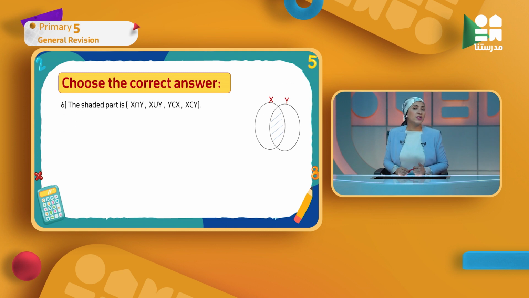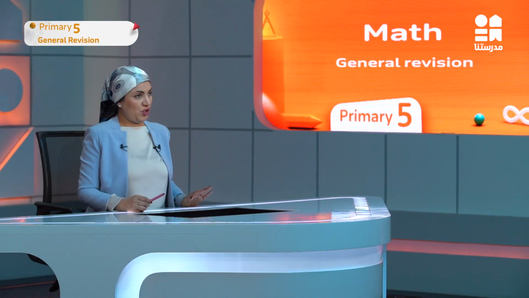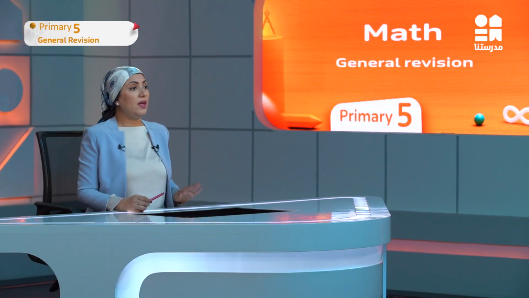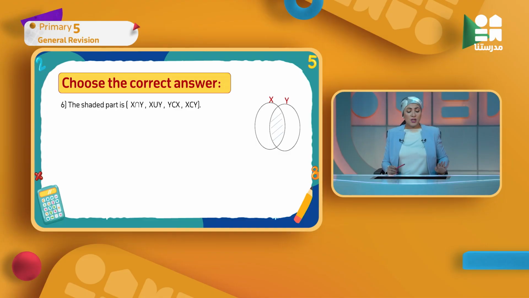So if you concentrate here, the shaded part, it represents the area where set x and set y are having the common elements. So when I'm talking about common elements, this is intersection. It goes without thinking, it's intersection. So here the answer will be x intersect y.